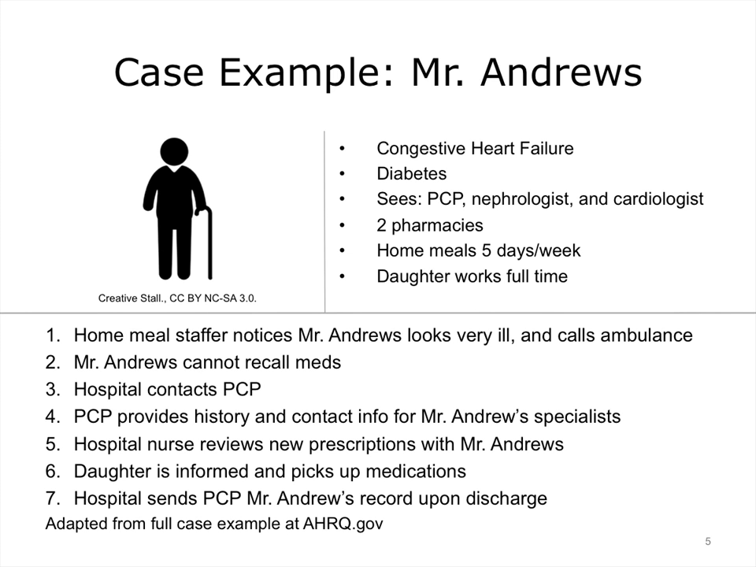We can begin with a case example of coordinated care from the Agency for Healthcare Research and Quality's Care Coordination Measurement Atlas. In this case, Mr. Andrews is a 70-year-old man with congestive heart failure and diabetes. He uses a cane when walking and recently has had some mild memory problems.